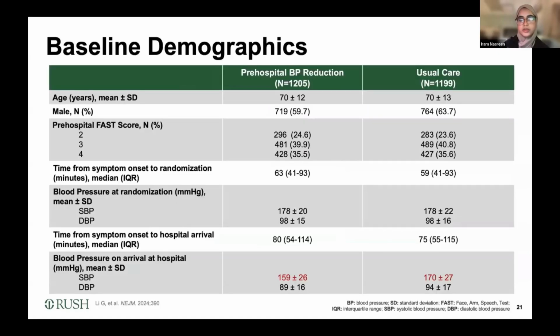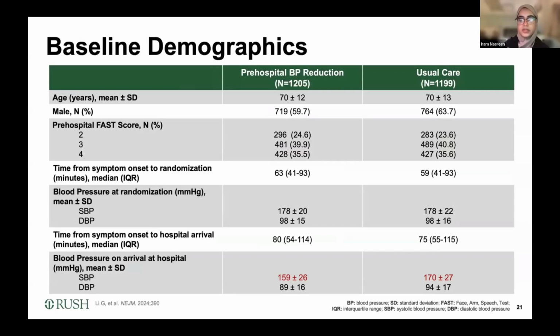For baseline characteristics, there weren't any major between group differences prior to hospital arrival. The average age was around 70 years for both groups. Patients had a pretty equal distribution of around 24, 40, and 35% for their FAST scores of 2, 3, and 4.